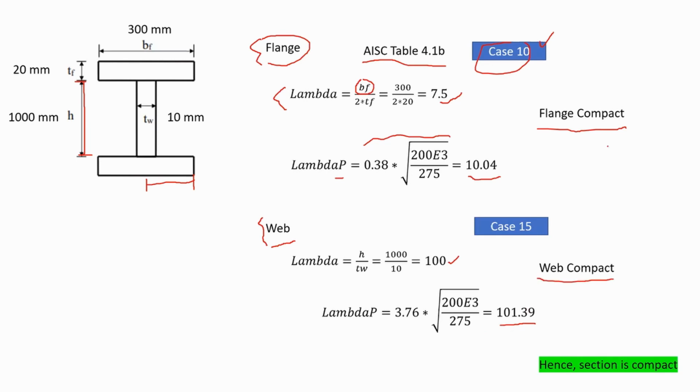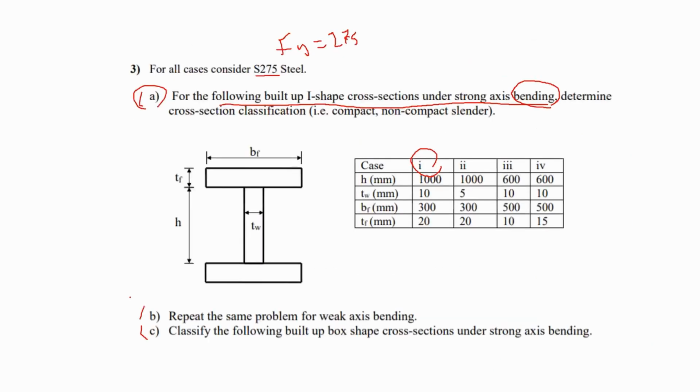Now notice something, since the flange and the web, both of them are compact, I can say that the whole section is compact. And therefore, that's the conclusion of the whole section. You say that the whole section is compact. And you can do the same things for other cases, like case number 2, 3, and 4, and you will see the differences. But I'm skipping this in the recitation since it is repetitive.